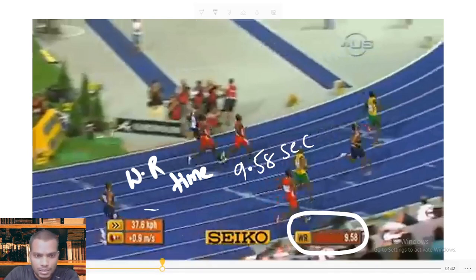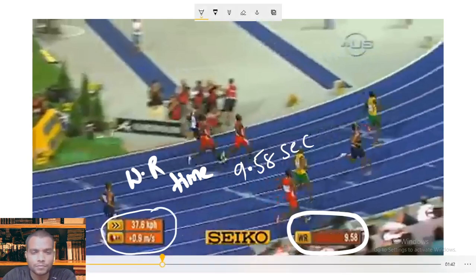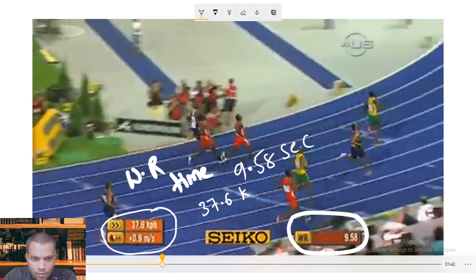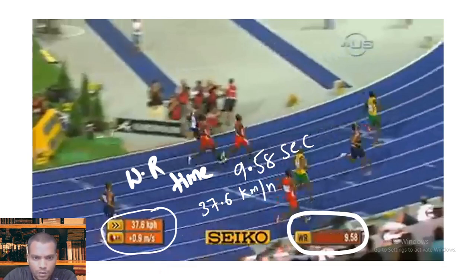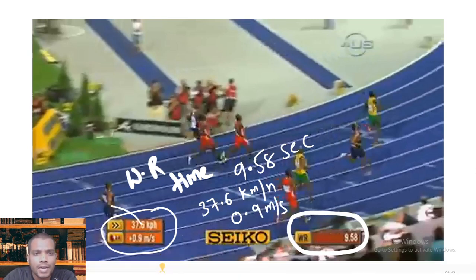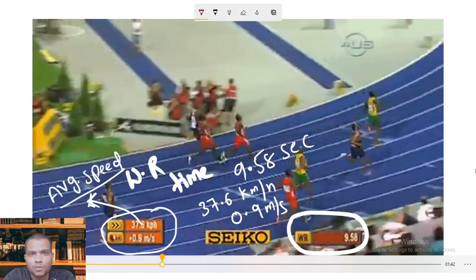If you notice here, the speed of Usain Bolt is given as 37.6 kilometers per hour, or in terms of meters per second it is about 10.44 meters per second. Now, the speed we got here is the average speed. We can calculate that average speed. So how can we calculate that average speed?